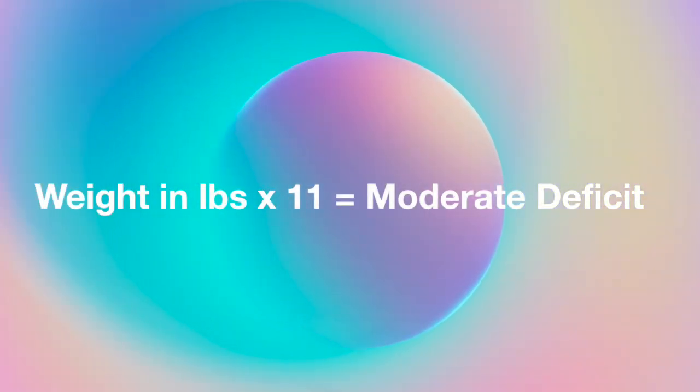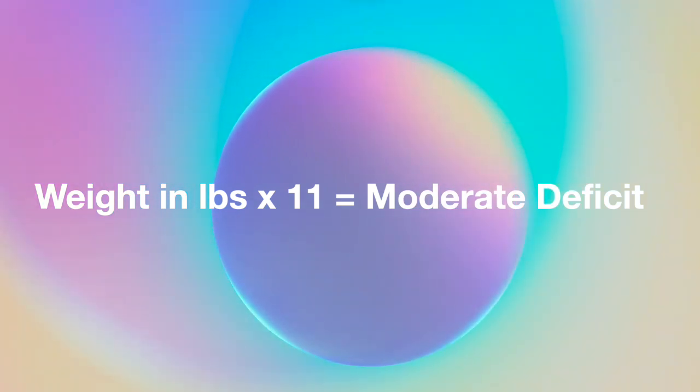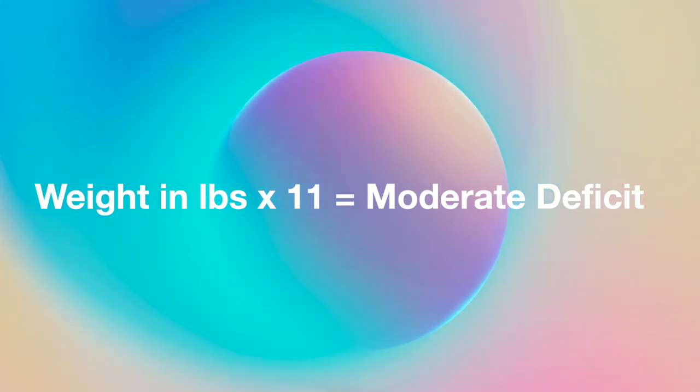So kicking off with method 1. This is simply by taking your weight in pounds and multiplying it by 11. This will give you an indication of the amount of calories you need to consume to be in a moderate deficit. For example, if my current weight is 175 pounds and I multiply that by 11, that's going to give me roughly around 1,925. That is the amount of calories I will need to consume to start losing weight in terms of reaching my goal.